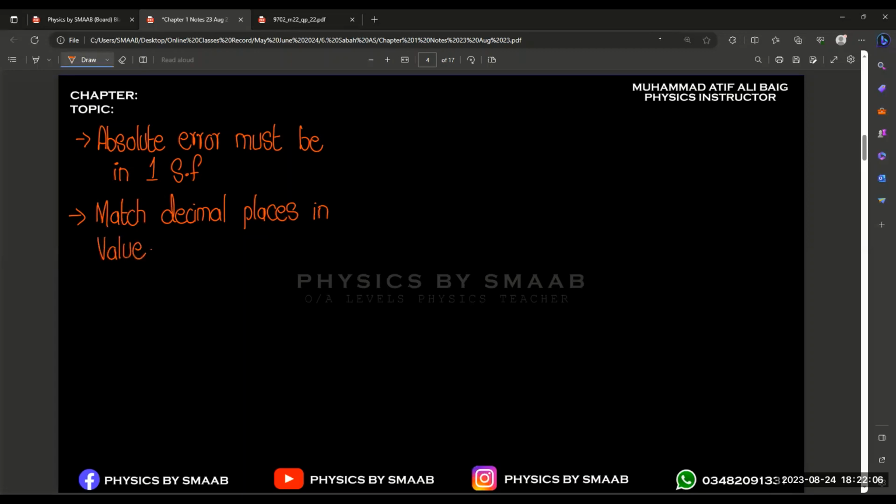Okay, so these two things are important while writing the final answer, because sometimes we calculate the value very accurately, but there is a problem in writing the significant figures, so that will deduct our marks. So it is important to remember that the absolute error must always be in one significant figure, right? Okay. Let me write that down.